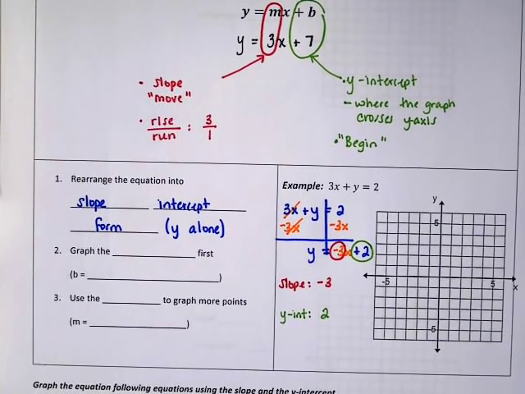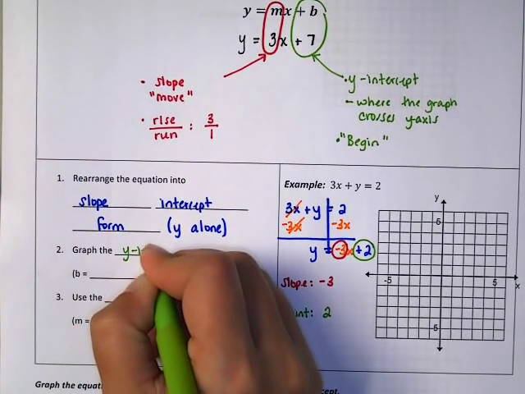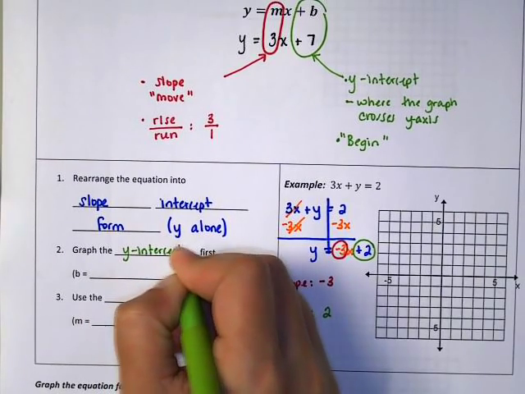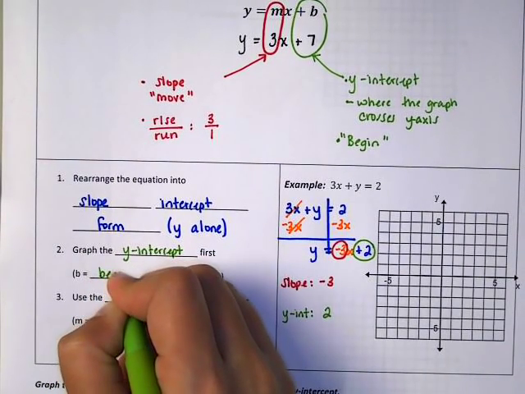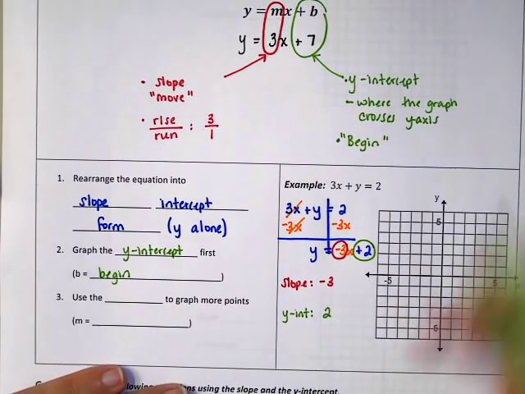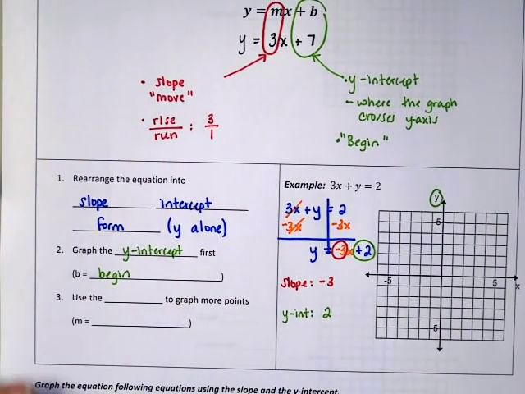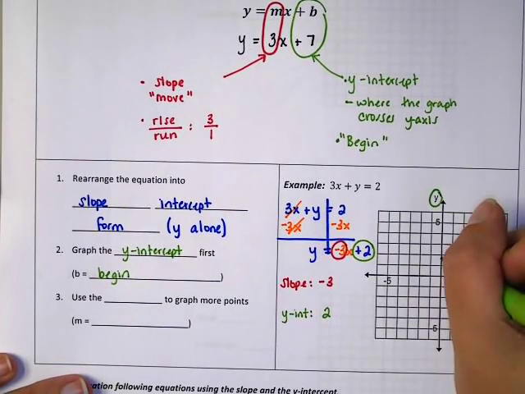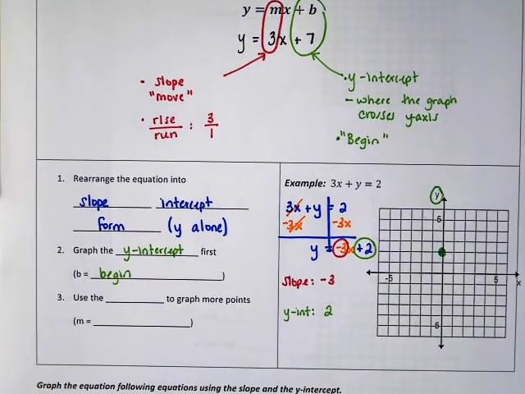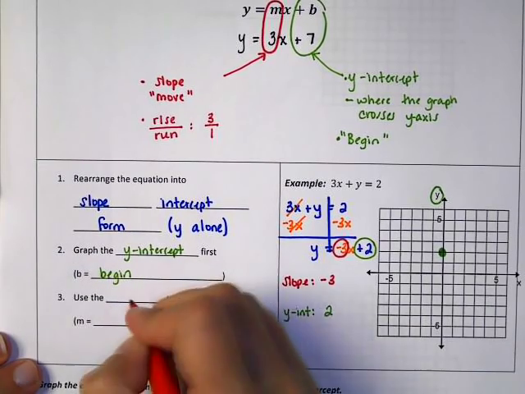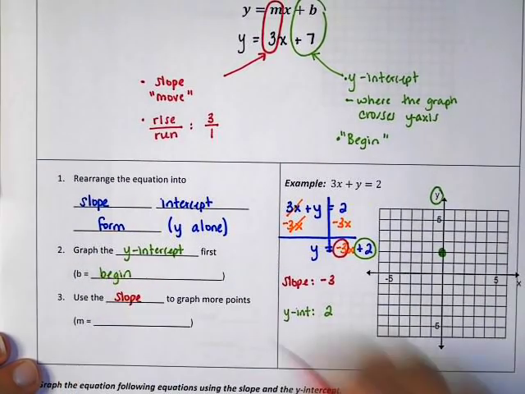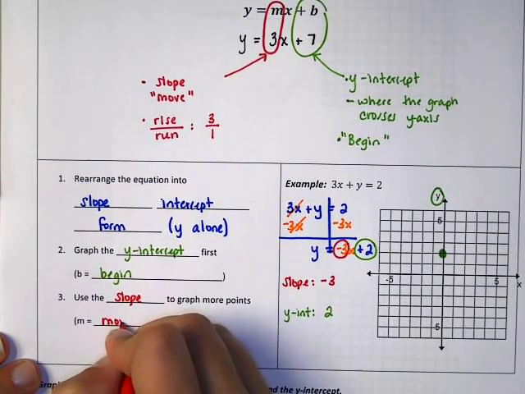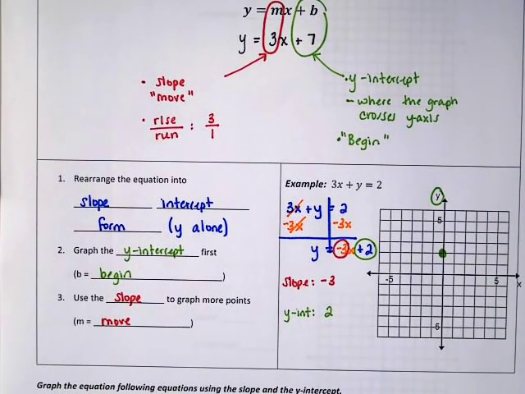We're going to start by graphing the y-intercept first, because the b tells me where to begin. So the y-intercept is always going to go on the y-axis, which is the vertical axis on the graph. The y-intercept has a positive 2, so we're going to start by putting a point on the location where y is 2. Now for slope, we're going to use the slope to move on the graph to make more points, because the m stands for move.